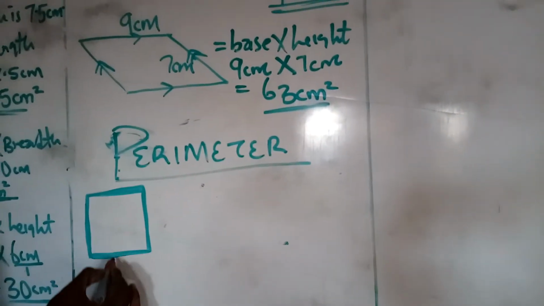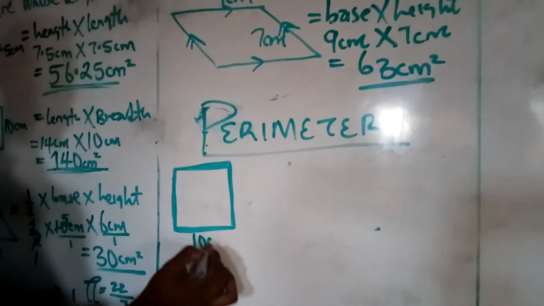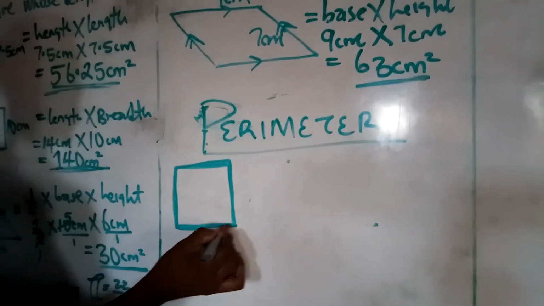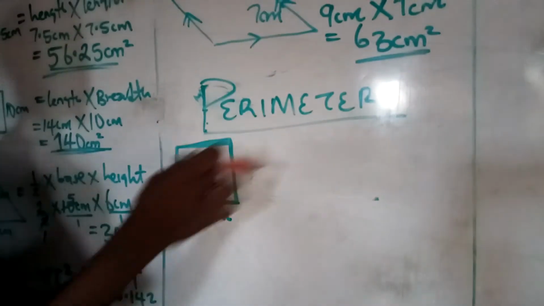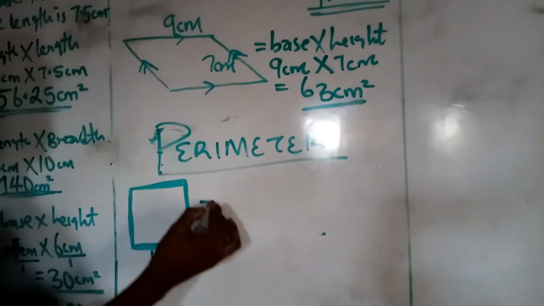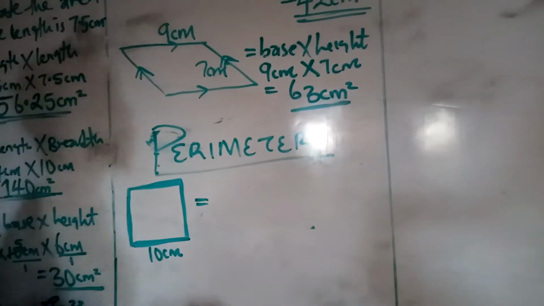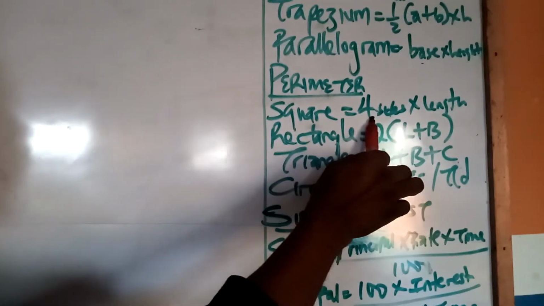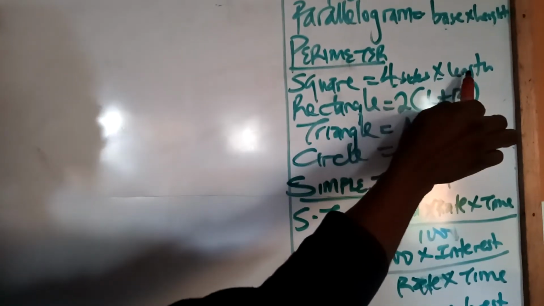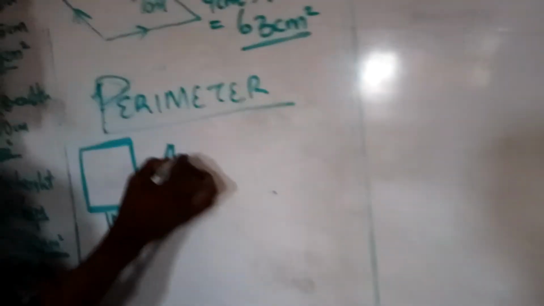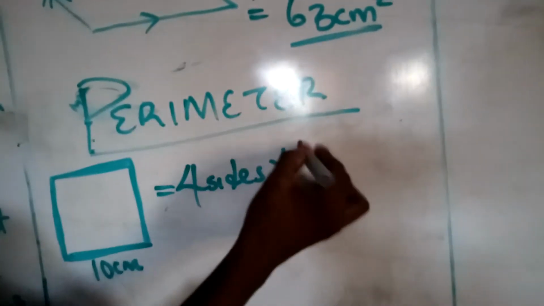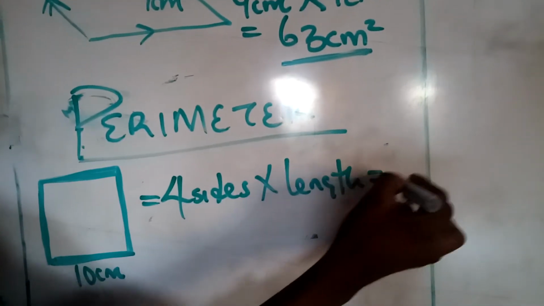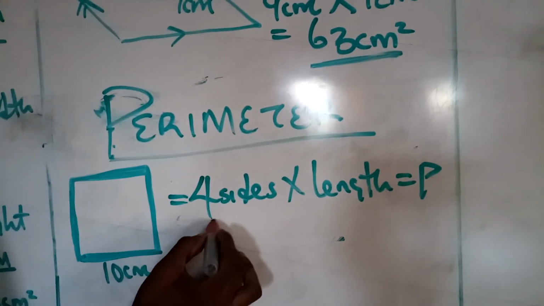Now this is the square. The square has 10 centimeter length, and we have to calculate the perimeter of this square. The formula for perimeter of a square is the 4 sides of a square, which are equal, times its length. So 4 sides times length is equal to our perimeter.